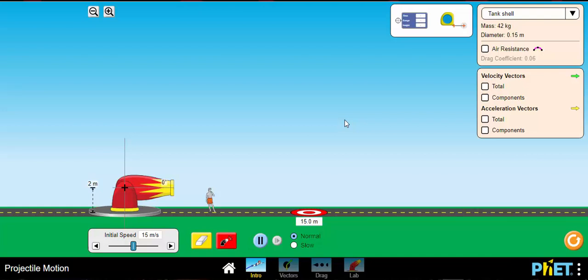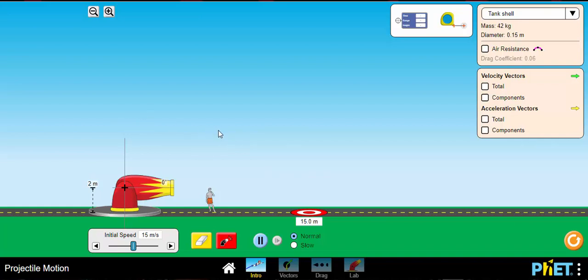Let's work a problem for projectile motion that are launched horizontally using this PhET simulation. This PhET simulation is a great way to work problems and to check your work immediately. It's also a great way to get a multiple numbers of problems in a short period of time, and you'll always know if you're right or wrong.